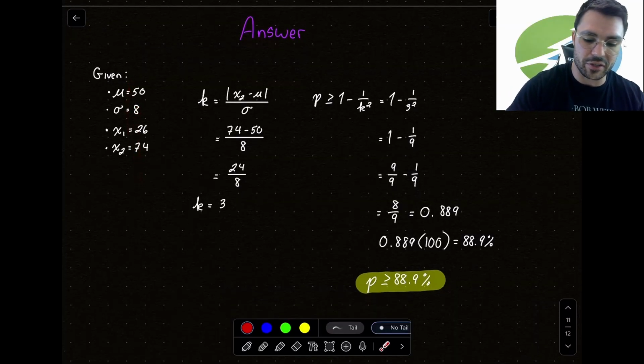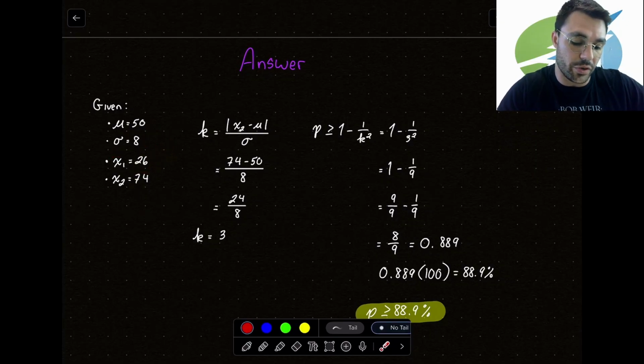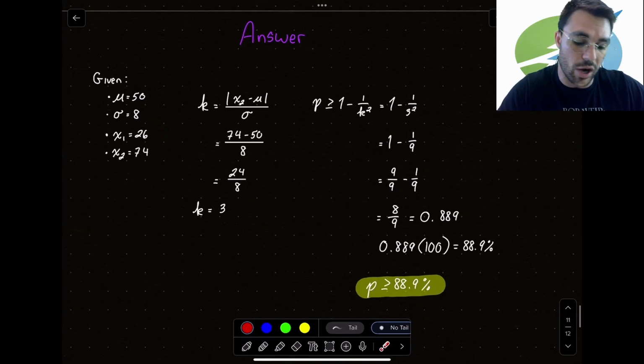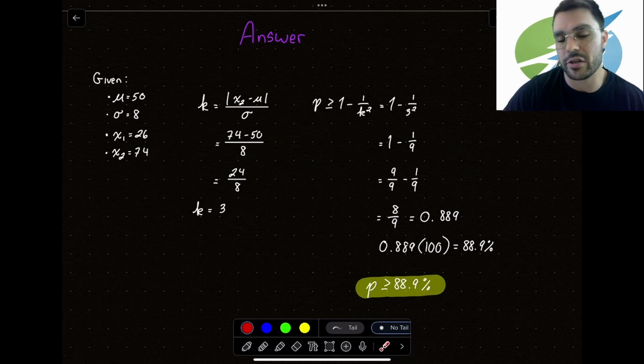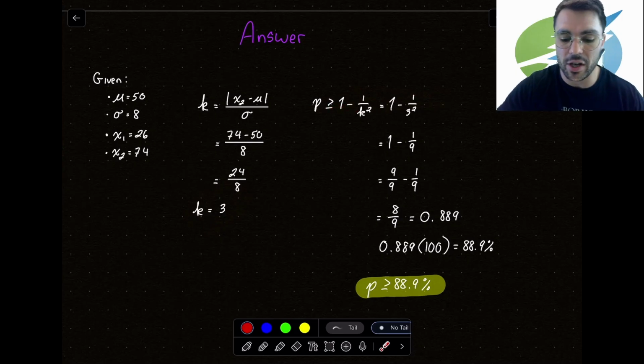So, as always, I list my givens. We are given that the mean is 50, the standard deviation is 8, the smaller observation, x1, is 26, and the larger observation, x2, is 74. All right, so we find our k. I just picked the larger one just to avoid dealing with the negative. You could have picked x1. It doesn't matter. You get the same answer. x2 minus mu over standard deviation equals 74 minus 50 over 8 equals 24 over 8. k equals 3.